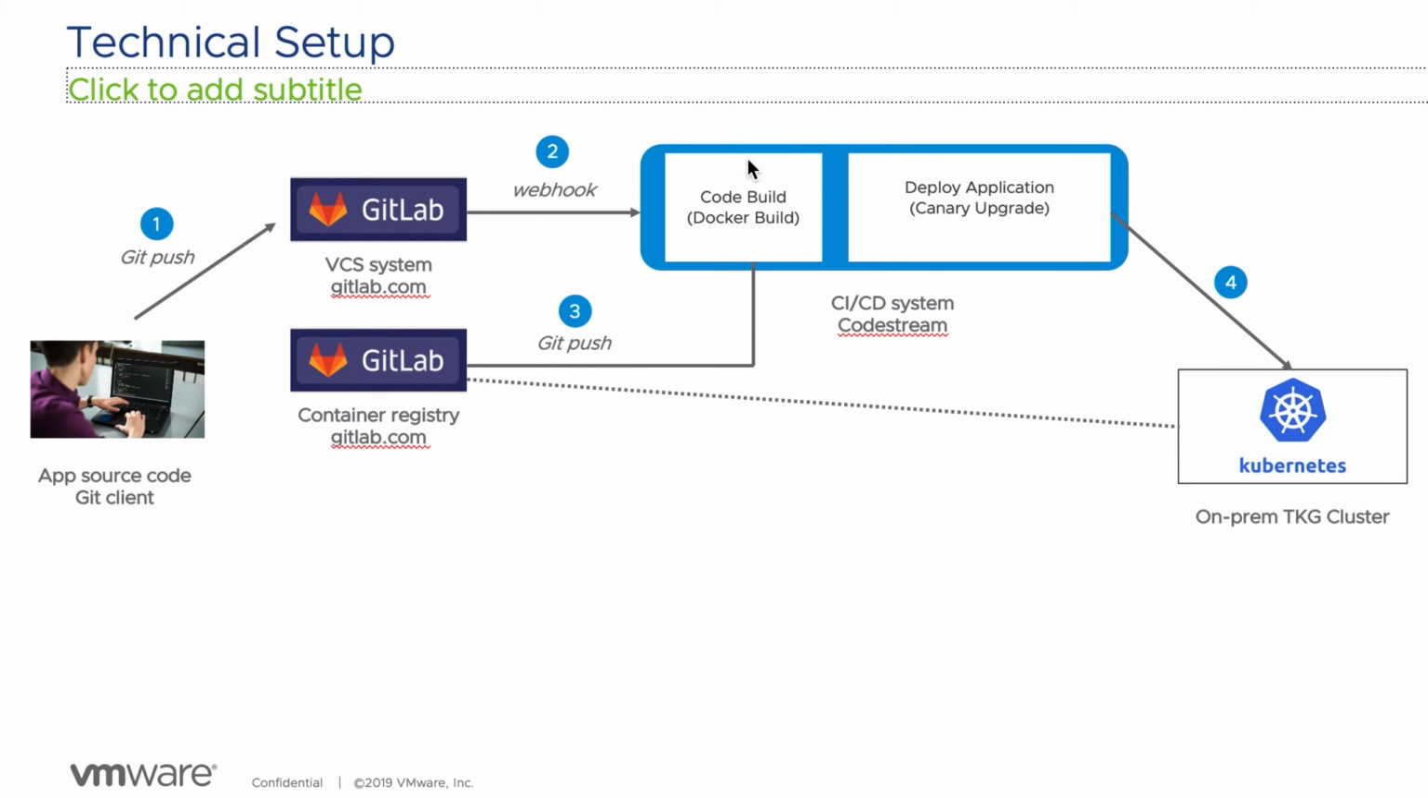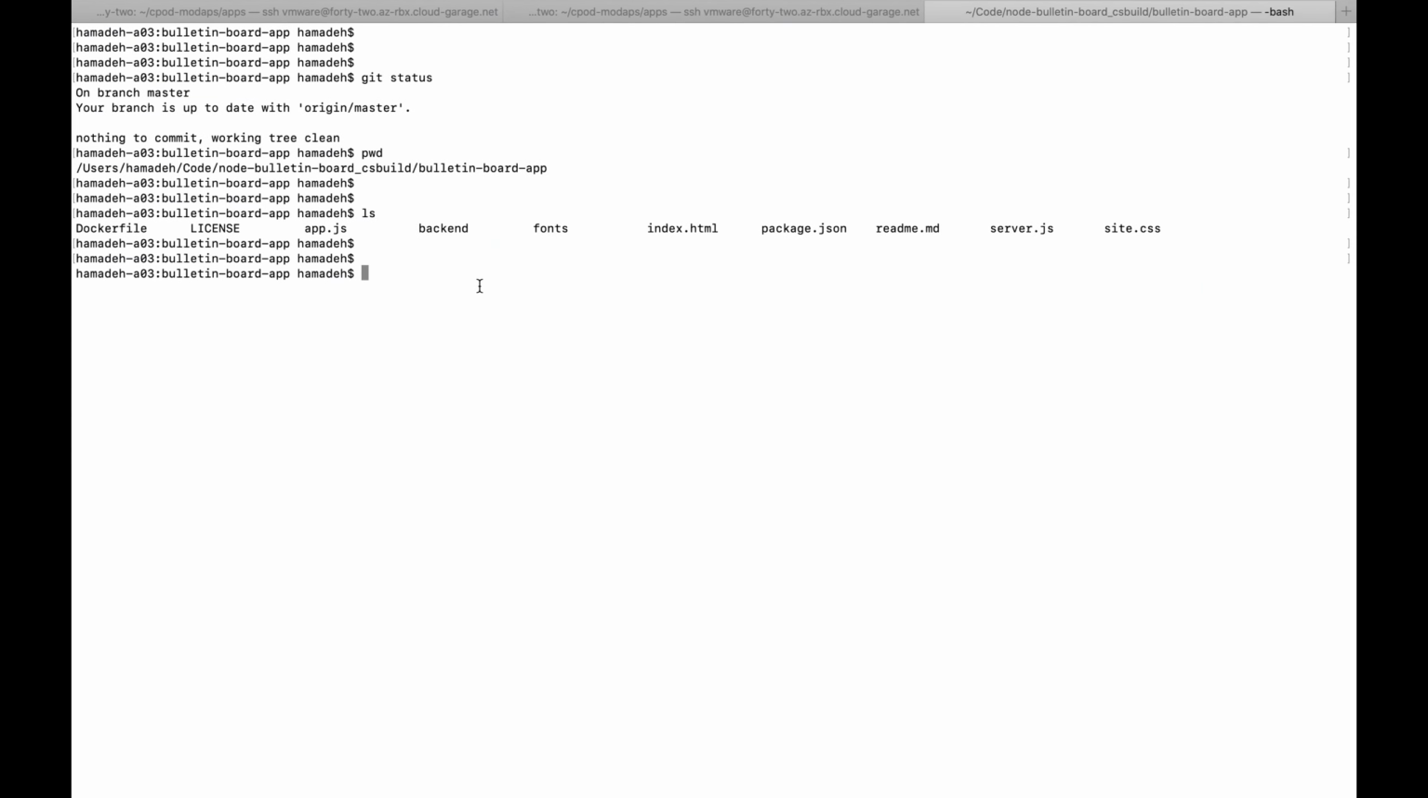The first piece is about building the code, a simple Docker build job. The output container image will be pushed on a container registry, which happens to be the same as the VCS system. And the second part of the pipeline, the second stage, will deploy this container image as a Kubernetes pod on a Kubernetes infrastructure. This is Mike's laptop.